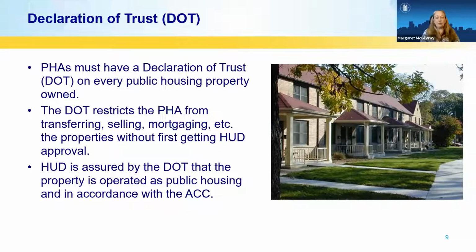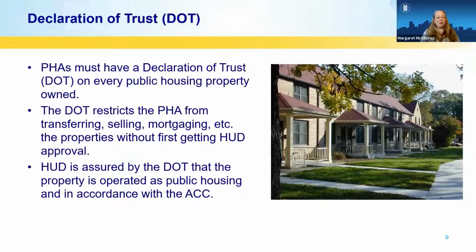It provides public notice that the property was developed, maintained, and operated because of federal assistance, and therefore is held in trust by the PHA for the benefit of HUD. It also establishes that the property is to be operated as public housing and operated in accordance with the terms in your ACC. Most importantly, the DOT restricts the PHA from transferring, conveying, assigning, leasing, mortgaging, pledging, or otherwise encumbering your low rent property without getting HUD approval first.